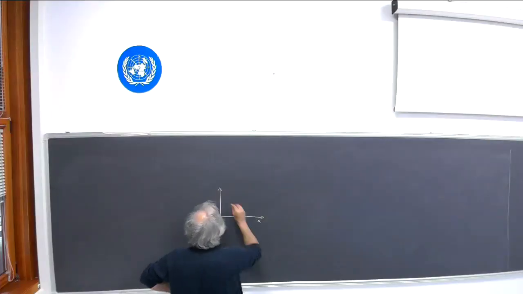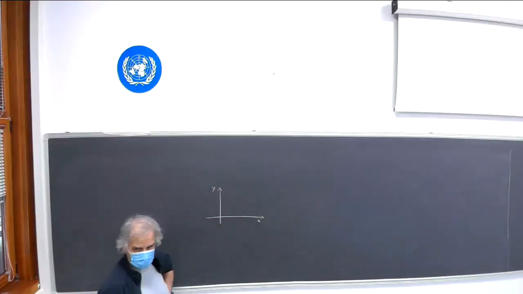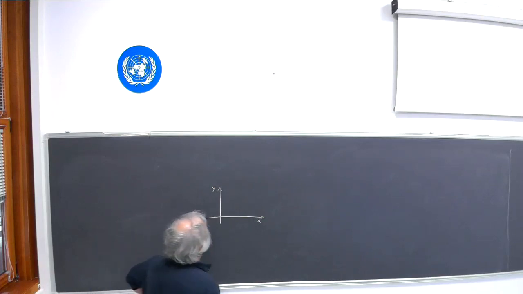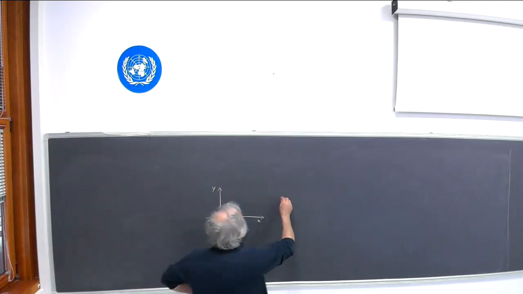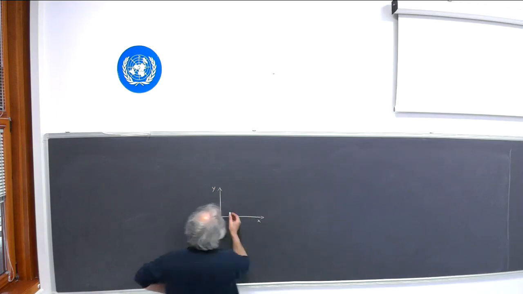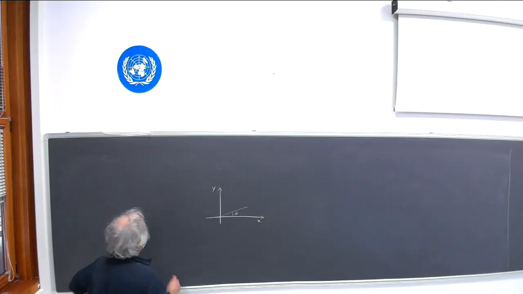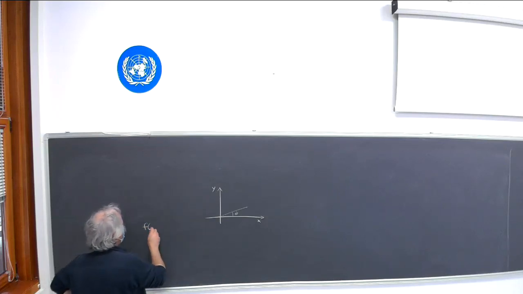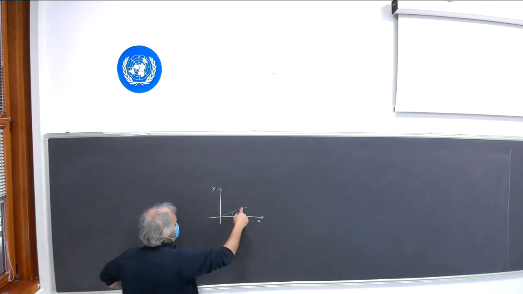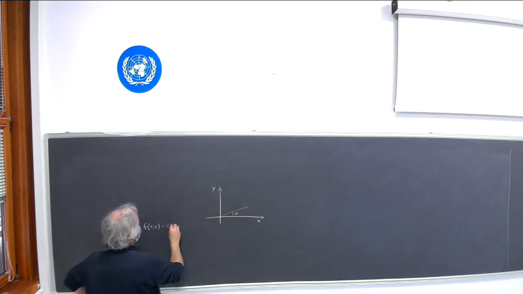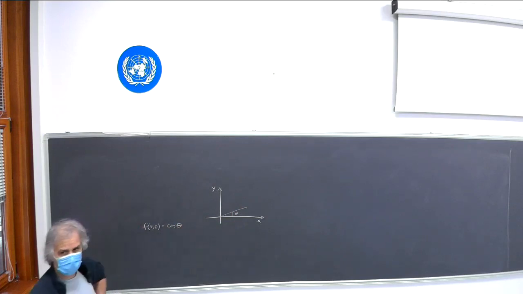of x and y. Okay, it's simpler. Suppose that I ask you to plot a function, and I call theta this angle. Now, suppose that I have some function, which is a function of r and theta, where r and theta are the distance from the origin and the angle, and this function is simply equal to the cosine theta. Then I ask you to plot it.